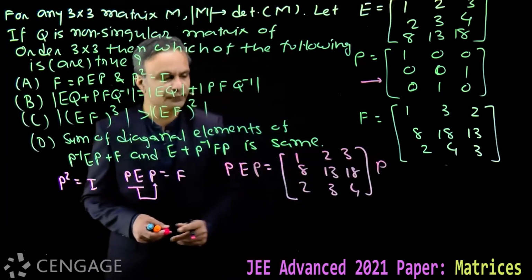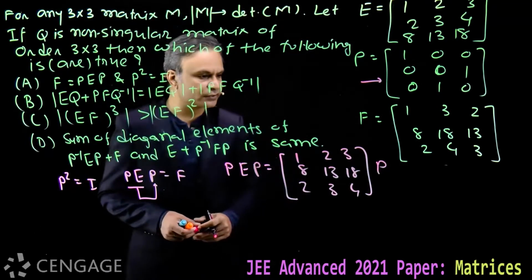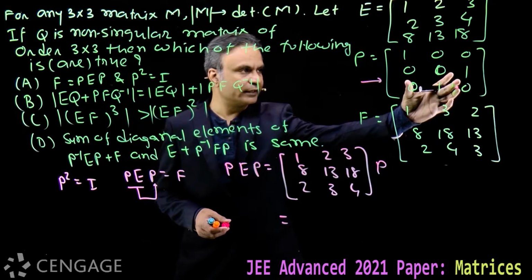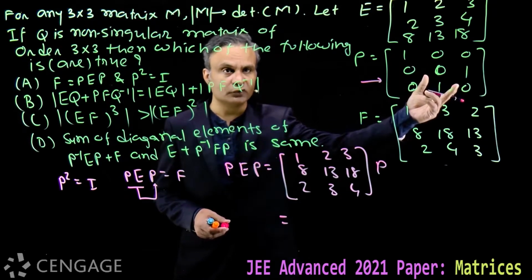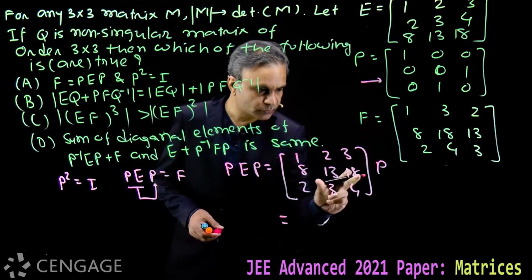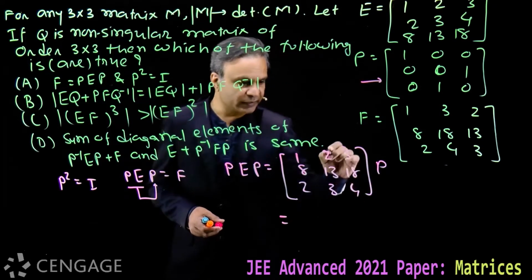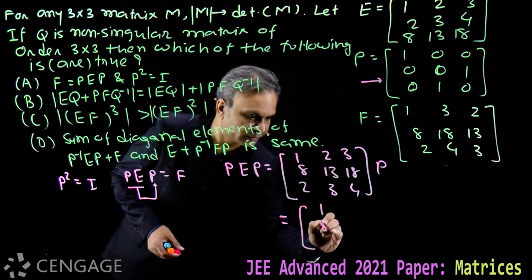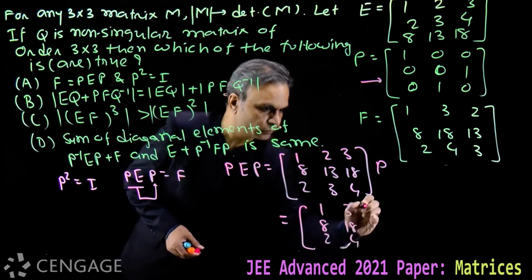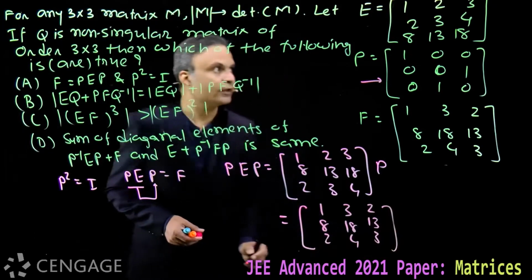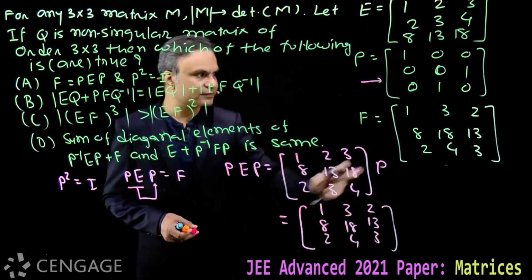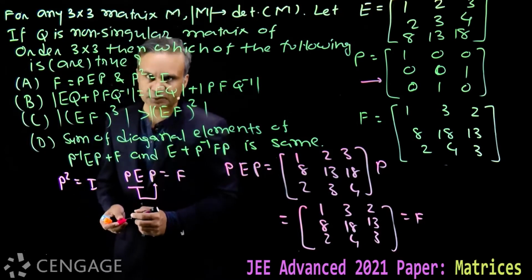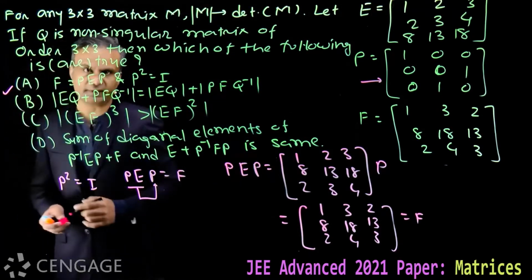P is post multiplier. Then using elementary column transformations, this matrix can be obtained by interchanging second and third columns of identity matrix. So for this product we interchange second and third columns of this matrix. We get 1 8 2, 3 18 4, 2 13 3, and this is matrix F. So PEP is F and P square is equal to I. So this option is correct.